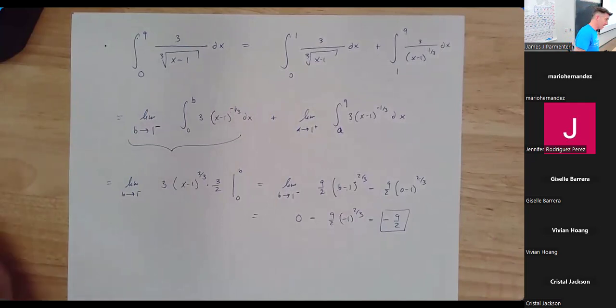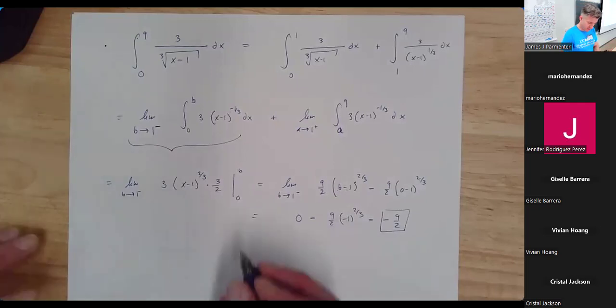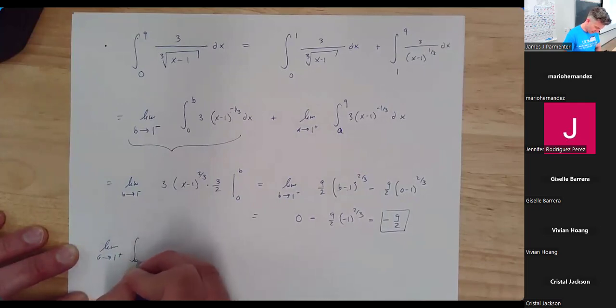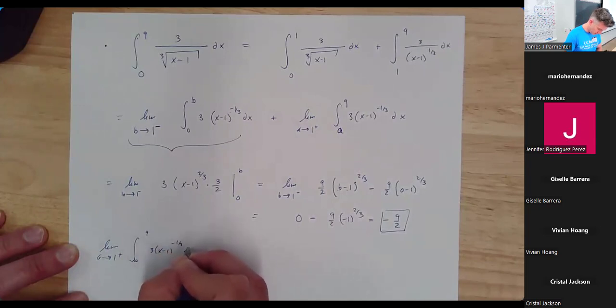And then since that part converged, we're kind of sad. That means we have to go do the other part. Fortunately, we already know the antiderivative. So we can say that for the other part, the limit as a approaches 1 from the right of the integral from a to 9 of 3 times x minus 1 to the negative 1/3 power.